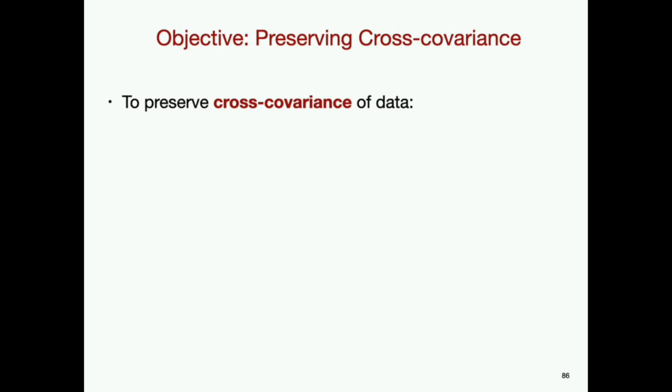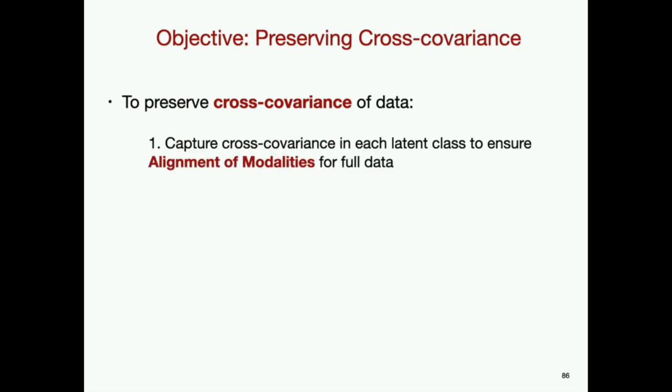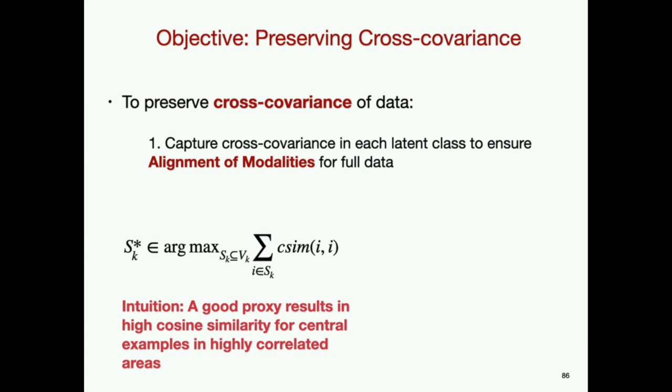So now, to preserve the cross-covariance of the data, I said earlier we want to do these two things, and the first was alignment of the modalities. We want to preserve the cross-covariance within each latent class. What I mean by that is that we want to pick examples that are in these highly correlated areas. That's the bulk of the cross-covariance within a latent class, these super dense areas, and we want to pick examples from those areas. And this is the formal objective we use to find that.